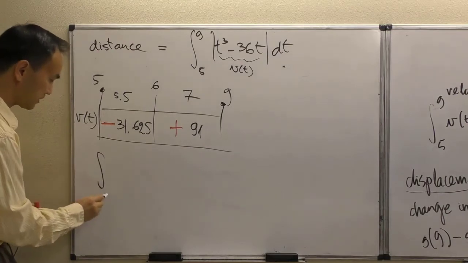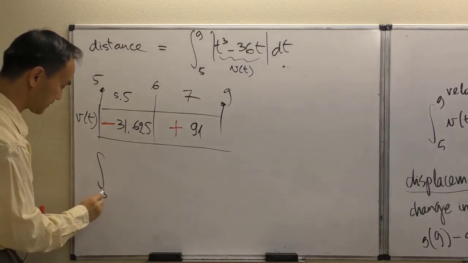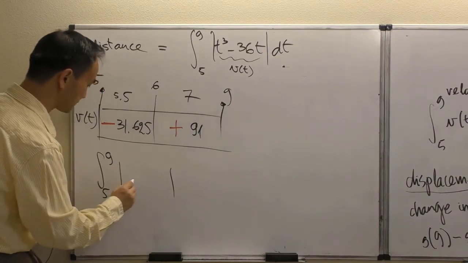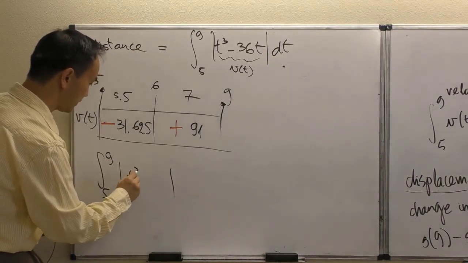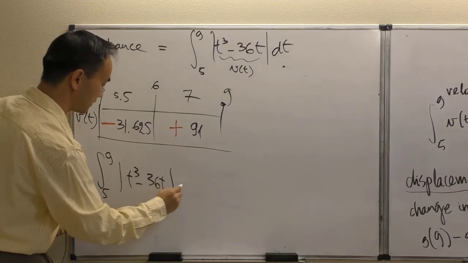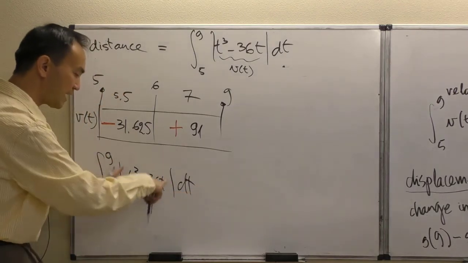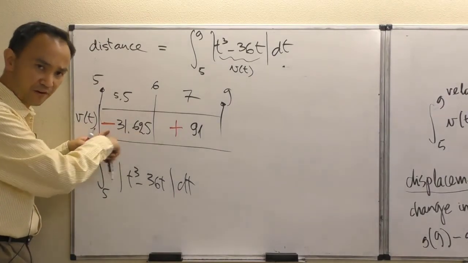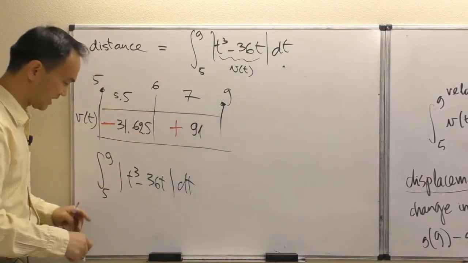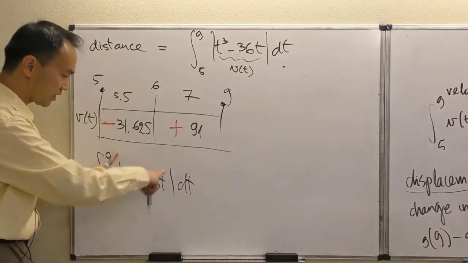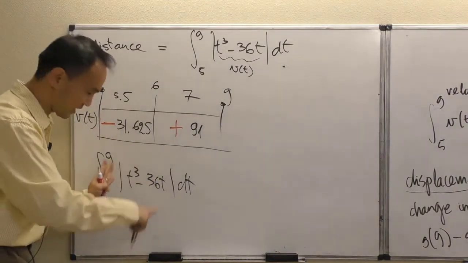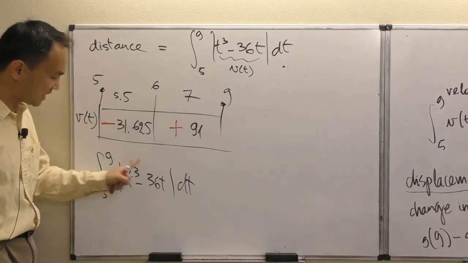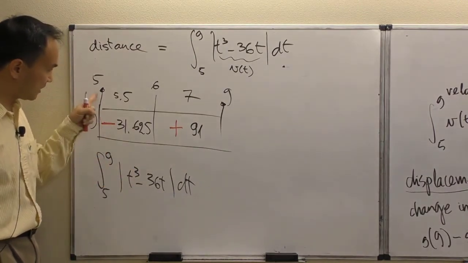Here's a technique. The real interval on the absolute value of t cubed minus 36t. Keep in mind, even though some part of that function is below the x-axis, I always want a positive value. That's what the absolute value is for. But sadly, the v function here is negative in the interval from 5 to 6.